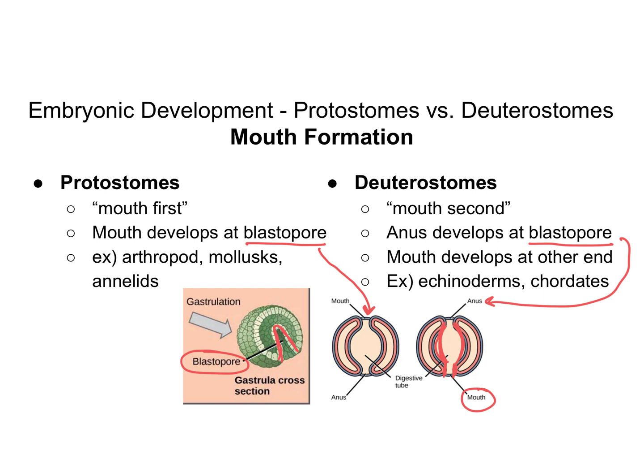So some examples of protostomes are going to be arthropods, which are insects, mollusks like snails and scallops, and annelids like earthworms. For deuterostomes, we have echinoderms, which are things like sea stars and urchins, and chordates, which includes things like mammals, including humans, and reptiles and amphibians.